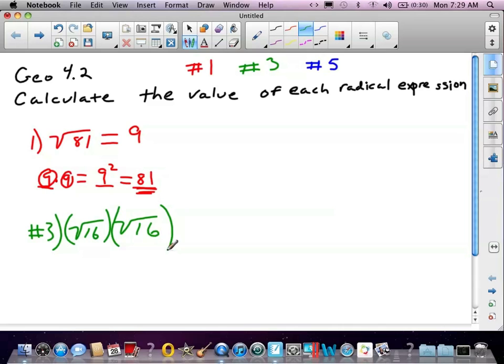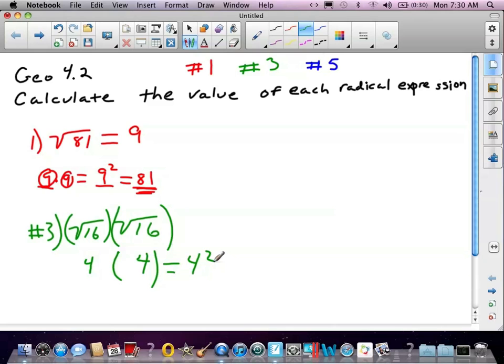So is there a perfect square for 16? Is there a number times itself that will give me 16? That would be the number 4. Then I look at my other square root of 16 and determine that it too would be the number 4. So that I don't confuse this and think that it's the number 44, I'm going to put parentheses at least around one of them. You can put it around both, but at least around one. So this would be equal to 4 times 4, which is the same thing as saying 4 squared.